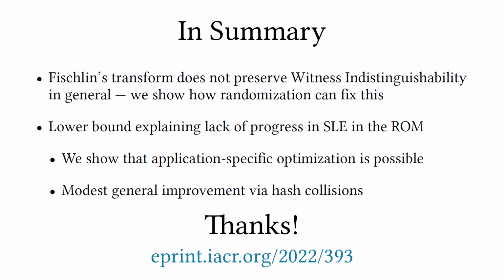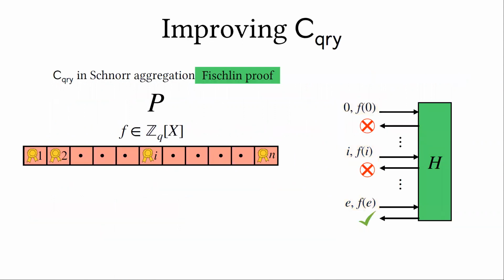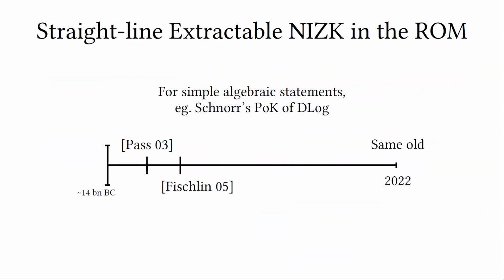Hi, thanks for your talk. I have one question. Could you please show the slide with the timeline? Oh, okay. So just a quick question. Are you aware of this Tatsumata transform from Crypto last year, which seems like a different way to achieve straight line extractability in the ROM?